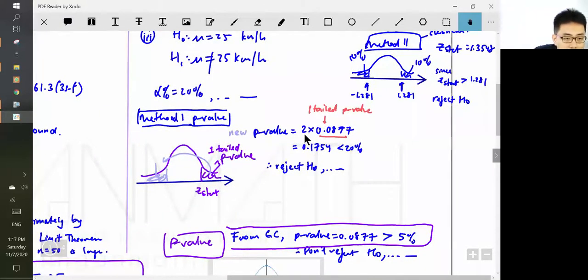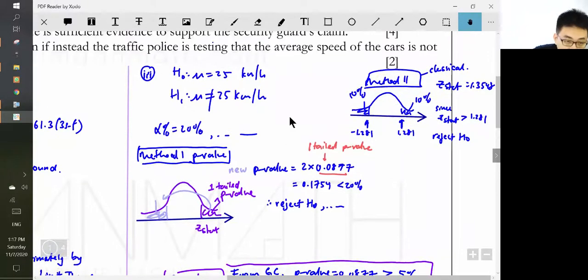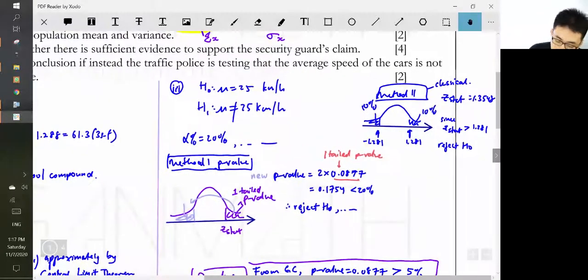What's method 3? It's the same thing. Method 3 is nothing interesting. It's actually the same as method 1, so I'm not going to go through that. So there are two methods: one using classical, one using p-value. For p-value, you just take the one-tail value, multiply by 2, then you compare. The classical one is quite straightforward. You just take 10%, then you find the critical region, then you just compare. Okay. Any question, please ask. If not, you can try the subsequent question.